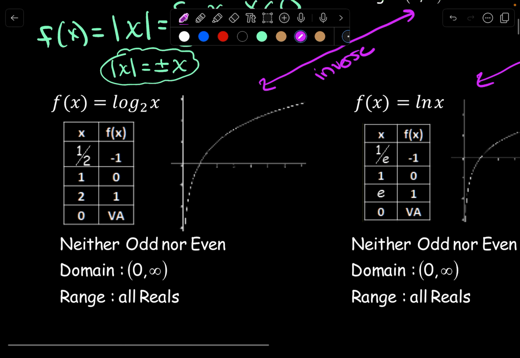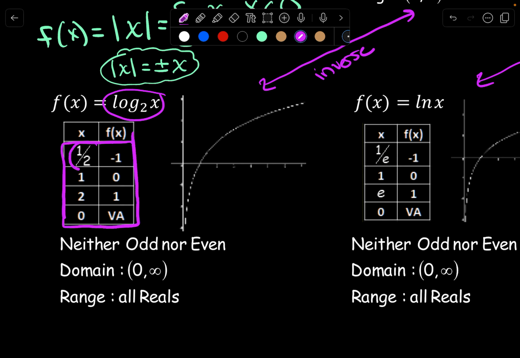So for this one, because log base 2 of x is the inverse of 2 raised to the x, the x and y values are going to change. So now what we saw as the outputs, those are going to be the inputs for the log. Same thing over here. Just remember that natural log of x is equal to log base e of x. The same thing is going to happen here. The inputs and the outputs change.